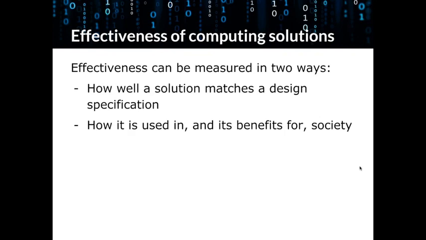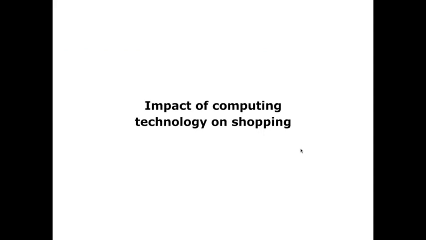But a second way to look at effectiveness is how it's used and what the benefits are for society. So it might be that a solution meets the needs of a client, but if no one's using it, or if, when it's actually released into the wild, it has some sort of detrimental impact, then has it been an effective solution? So that's sort of what we're going to look at today.